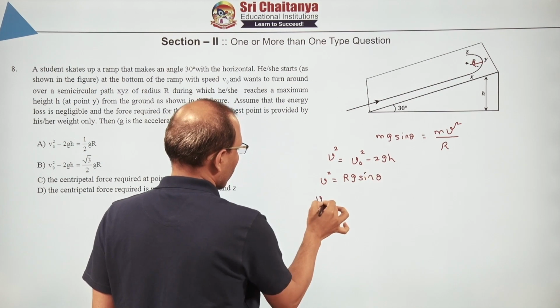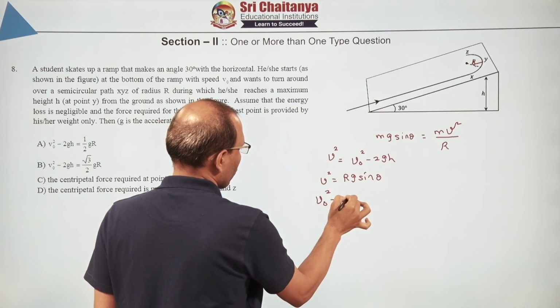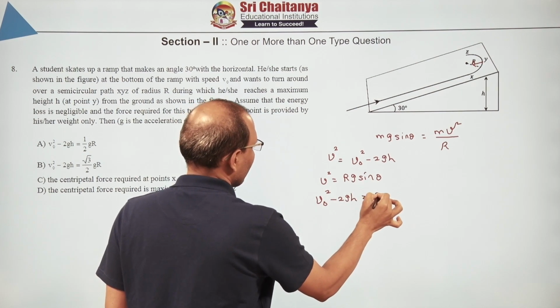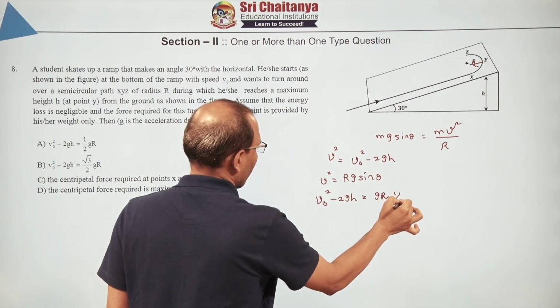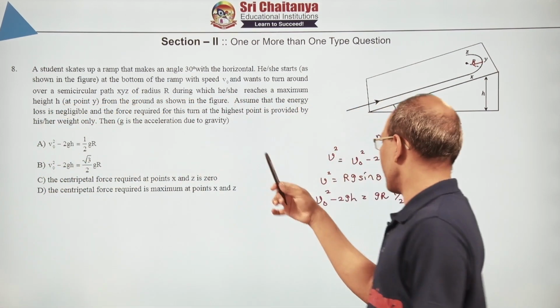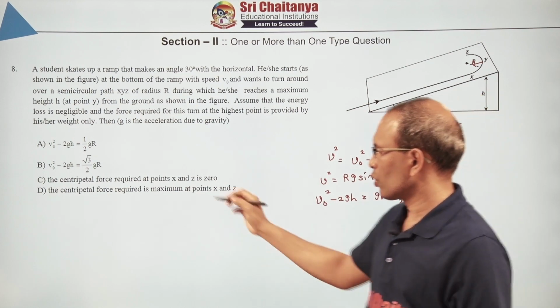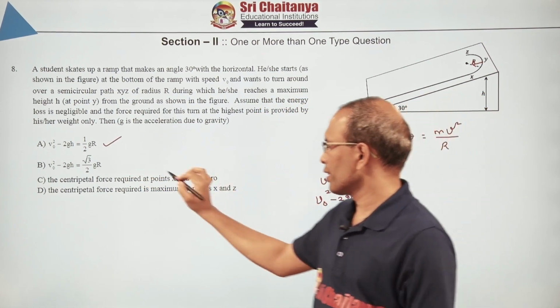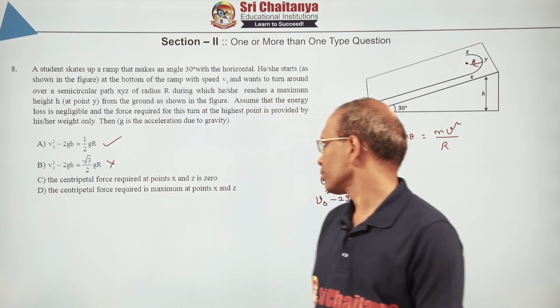V square is v naught square minus 2gh, which is equal to gr into sine theta, which is 1 by 2. So the first option says v naught square minus 2gh is 1 by 2 into gr. So first option is correct. Okay, so obviously second option is wrong again.